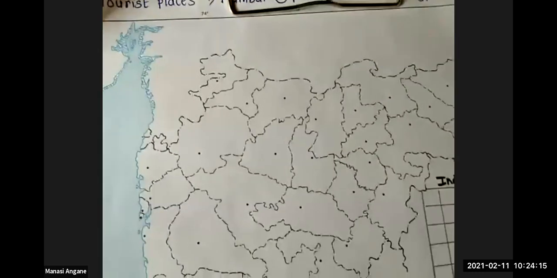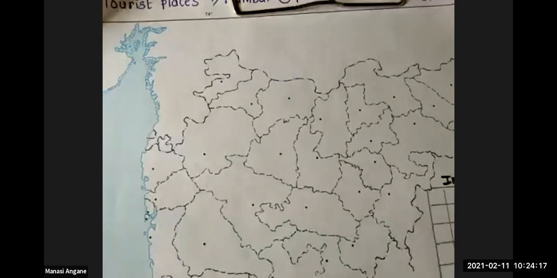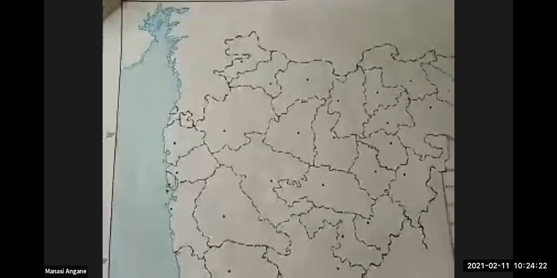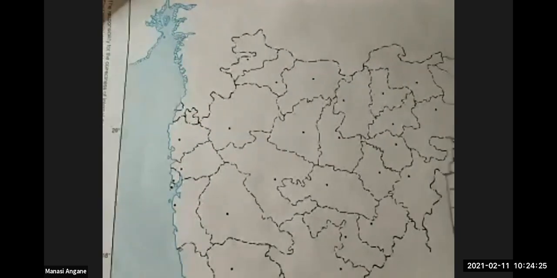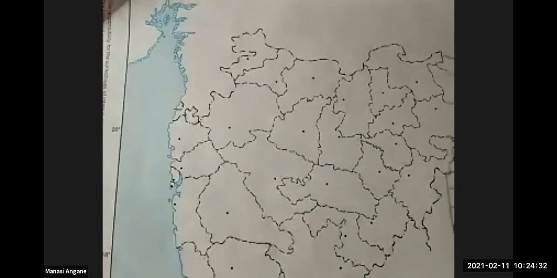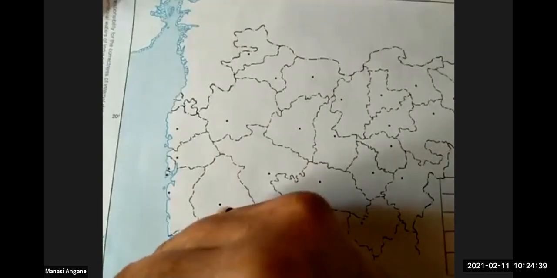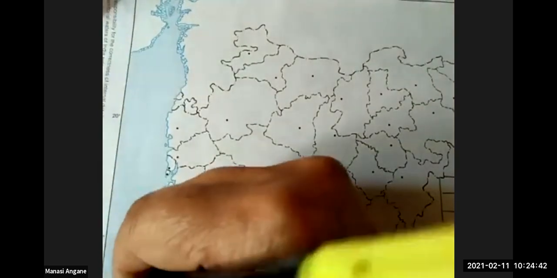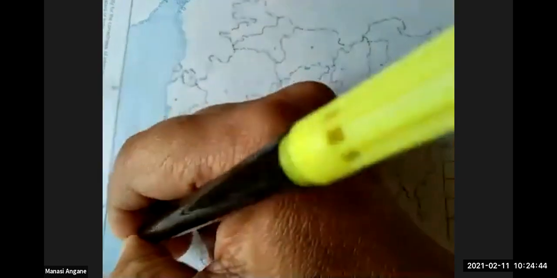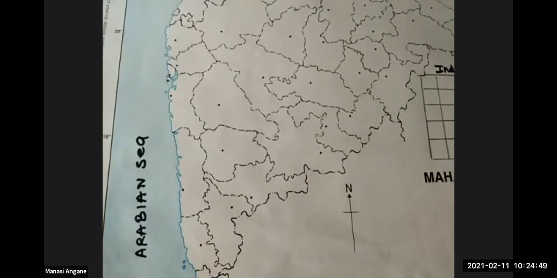Now we'll see, this is the map of Maharashtra. Now which places it is told for us to mark, the Arabian Sea also. First we are going to mark the places which have been asked. Mumbai. So to come to know this Mumbai, we have to mark some of the places over here. Now, first we'll mark the Arabian Sea over here. See, you can see over here, Arabian Sea is marked over here.